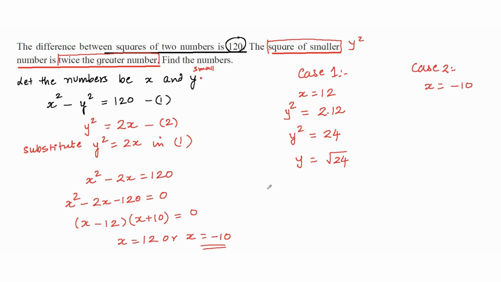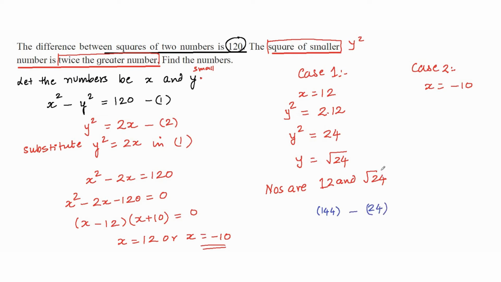And therefore y is equal to square root of 24. So this is a valid case. So the two numbers are 12 and root 24. Let's check if they satisfy our conditions. 12 square is 144. This is just to check if our solution is right. 12 square is 144 and root 24 square is 24. And their difference is 120.